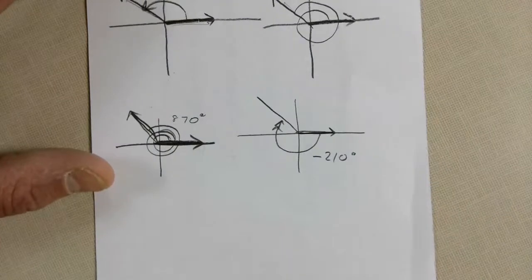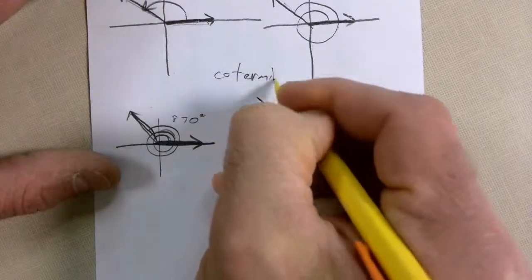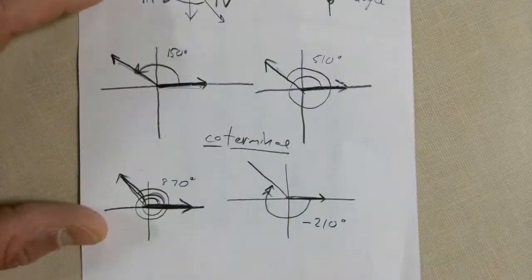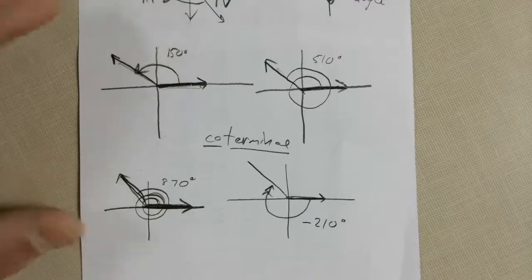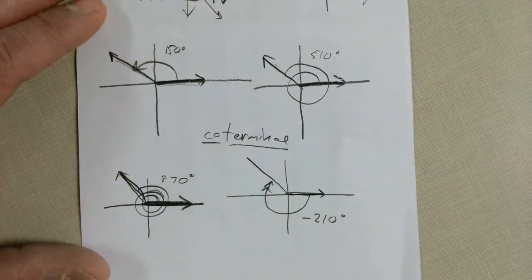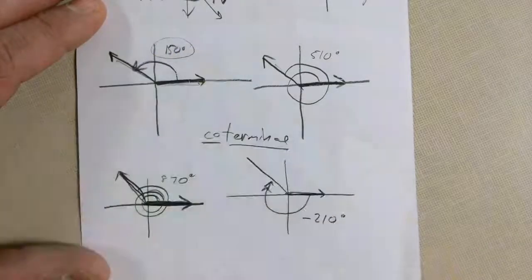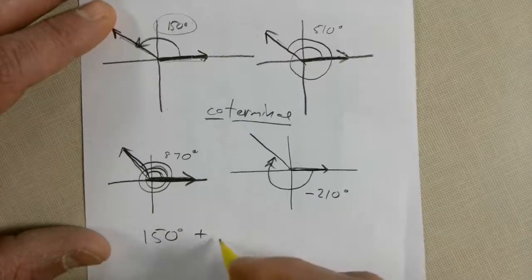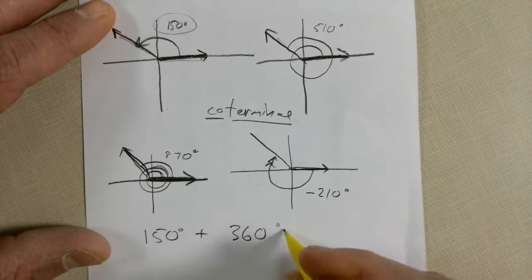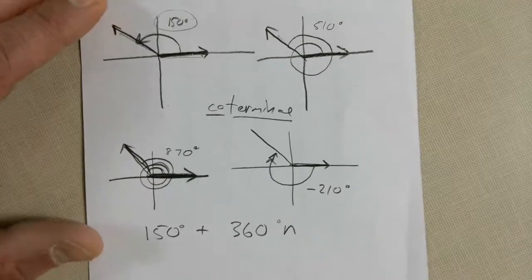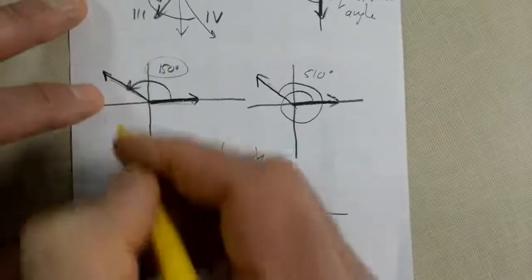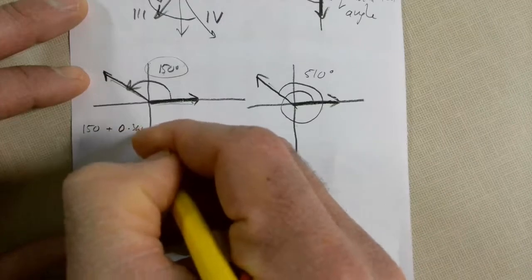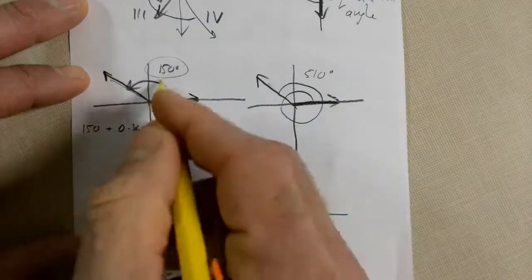All of these are called coterminal. They share a terminal side. And there's a little equation that we could use to figure out these different angles. Since the magic number is this 150, I'm going to say 150 degrees plus 360 degrees, however many times you want. So for example, on this one, this would be 150 degrees plus 0 times 360 degrees. No 360 degrees, which would make it 150.